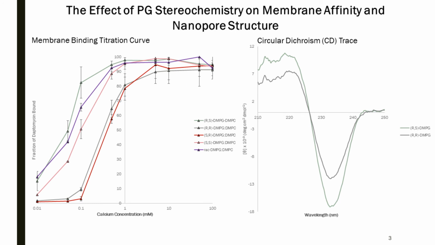Interestingly, these data show that DAP actually recognizes the head group of PG since its binding and oligomerization are greatly affected by the stereochemistry at this position. Placing the same model membranes and DAP in a circular dichroism spectrometer at a calcium concentration of 5 millimolar, we can see that the stereochemistry at the head group also influences the structure of the octameric pore.